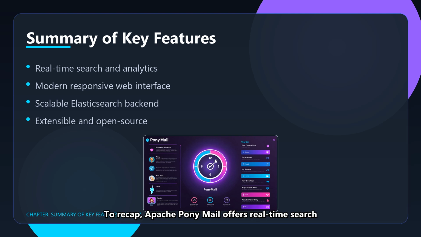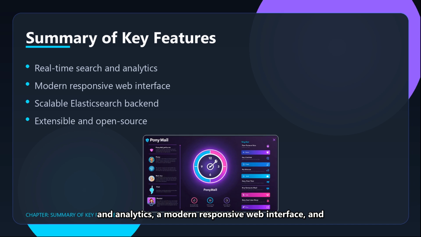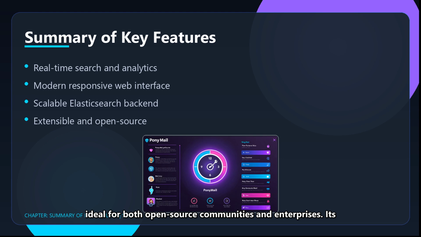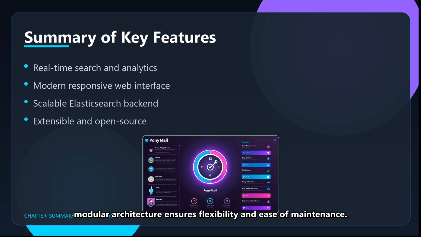To recap, Apache Pony Mail offers real-time search and analytics, a modern responsive web interface, and a scalable Elasticsearch backend. It's extensible, open source, and ideal for both open source communities and enterprises. Its modular architecture ensures flexibility and ease of maintenance.